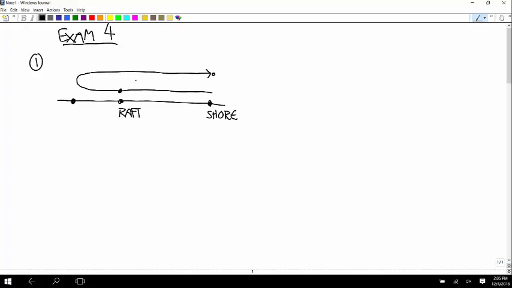And the swimmer starts swimming at 0 time. So the swimmer gets to the raft at 2 minutes, gets to the buoy at 2 minutes plus 1.5 minutes, so 3.5. And then it takes 3 minutes to get back here, so this is 6.5 minutes.